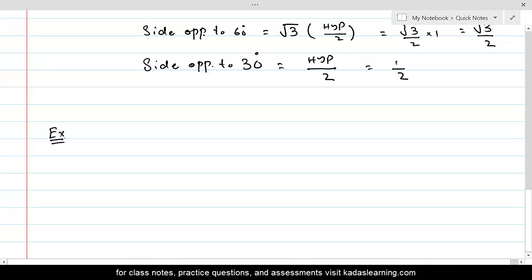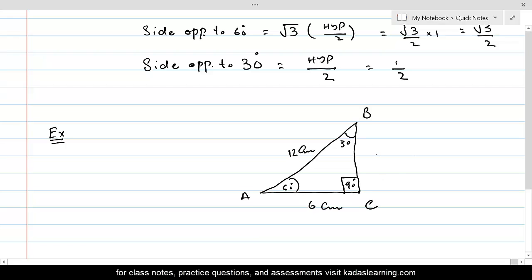So now let's take an example. Let's consider that this is a right angle triangle, and this length is equal to 12 centimeter. This is angle 30 degree, this is 60 degree, and of course this is 90 degree. Then the hypotenuse will be equal to 12 centimeter, and this will be half of it, that will be 6 centimeter, and this will be under root 3 times 6 centimeter. So this is how we can calculate lengths of the sides of a right angle triangle if any one of the sides is known.